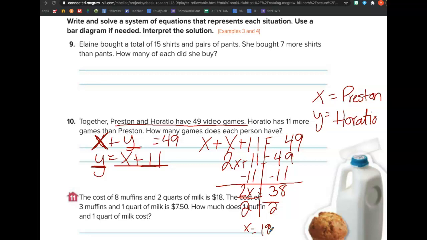And then now I call for another sub. Who do I sub this time? We already subbed Y. Y's out of the game. We're putting Y back into the game, but we're subbing X in. So which one am I going to use, top or bottom? Because what's by itself? Y. And it's just easier to solve that way. So Y equals, X is what? 19 plus 11. So what does Y equal?